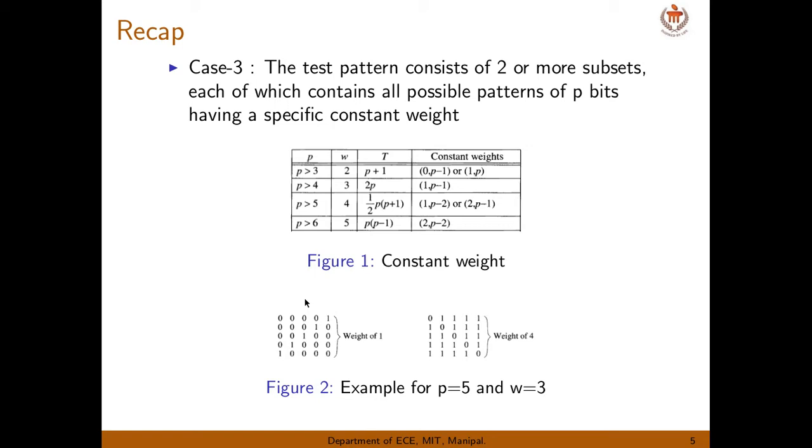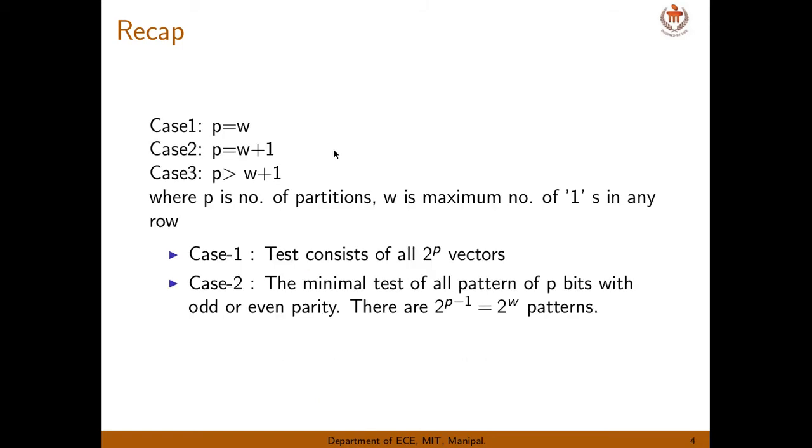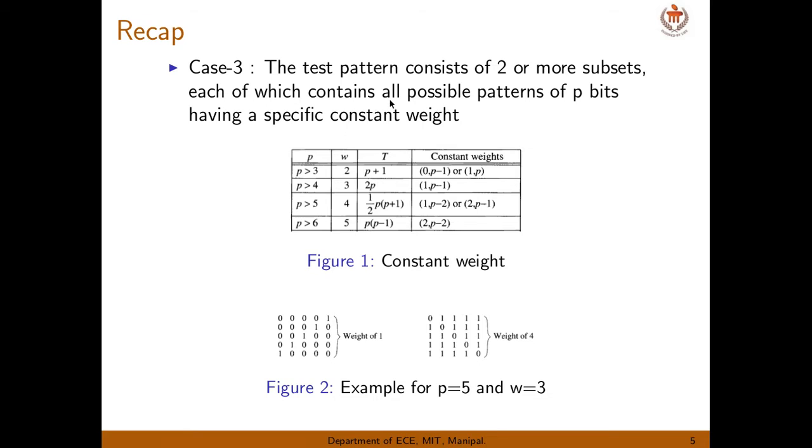And case 3, where P is greater than W plus 1. Here the test patterns consist of two or more subsets, each of which contains all possible patterns of P bits having a specific constant weight. Suppose P equals 5 and W equals 3. This is the second row, where P is greater than 4 and W is 3, so we have to refer to this table. This table we should remember, or it should be provided, and only then can we decide the number of test vectors. The constant weight will be 1 and P minus 1, that means 1 and 5 minus 1, which is 4. So you will have two subsets, one with weight 1 and another with weight 4. The total number of vectors will be 10.